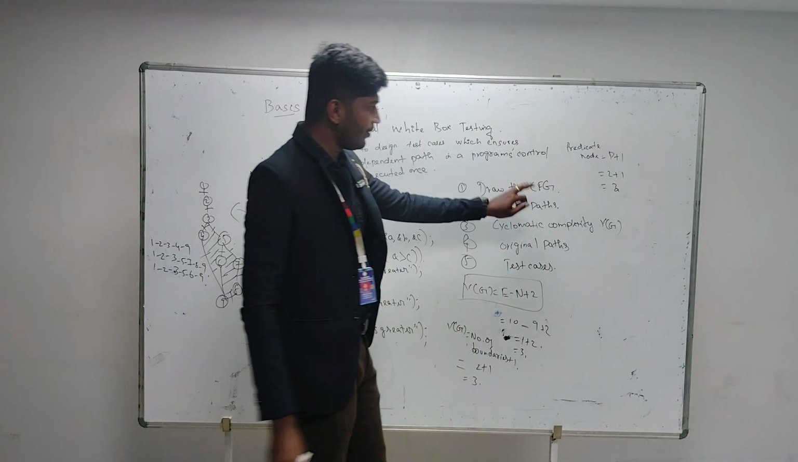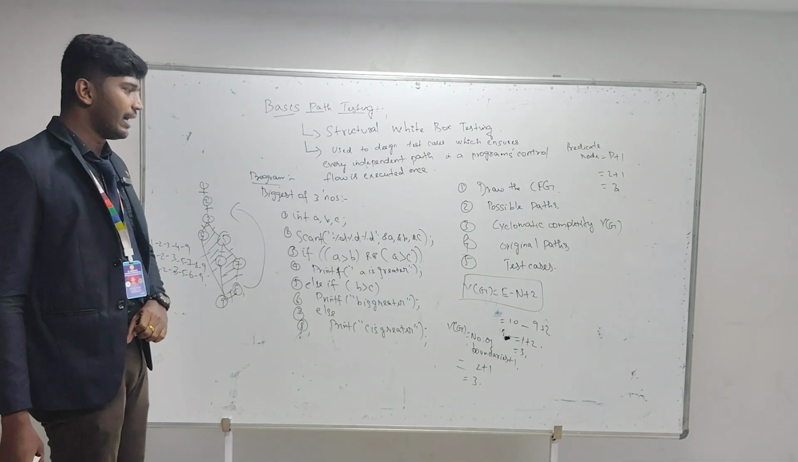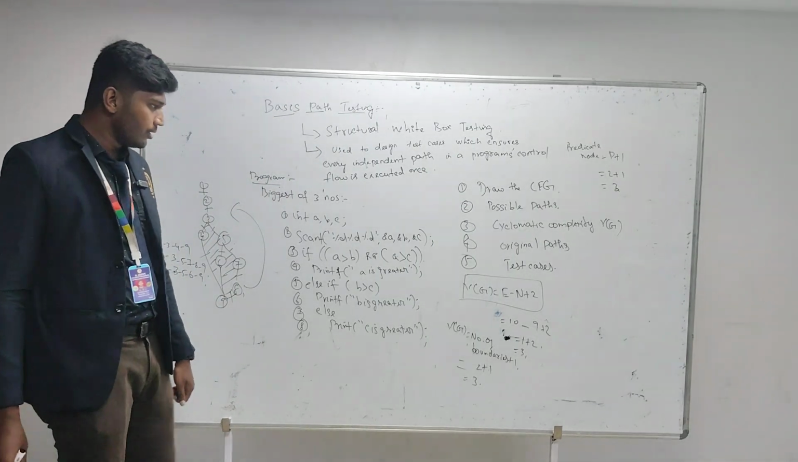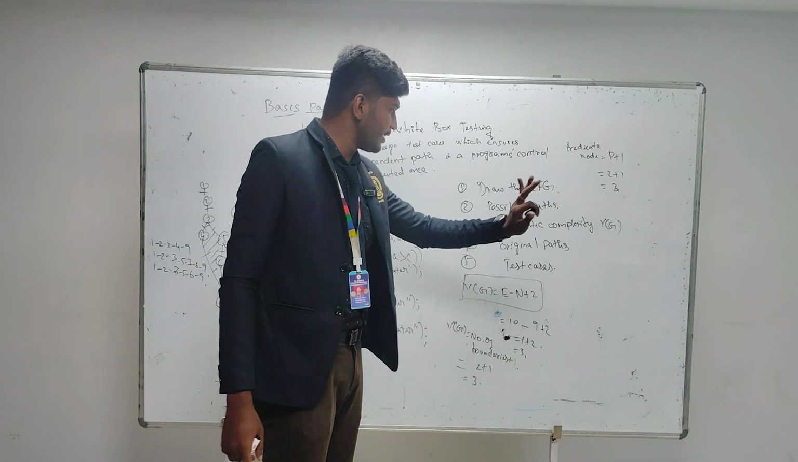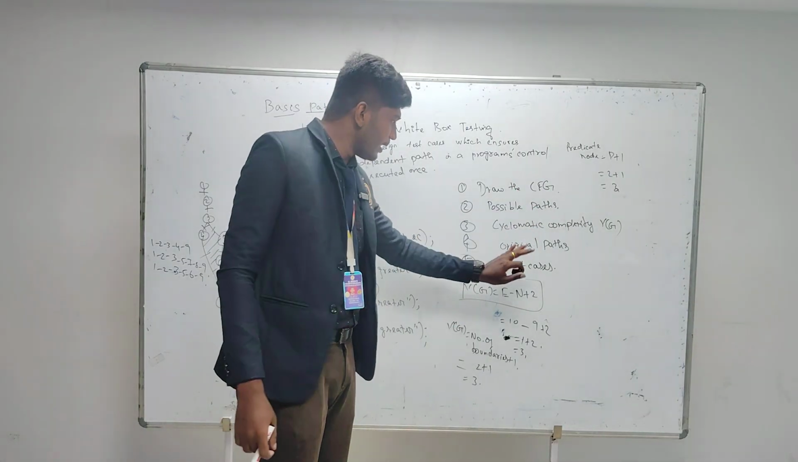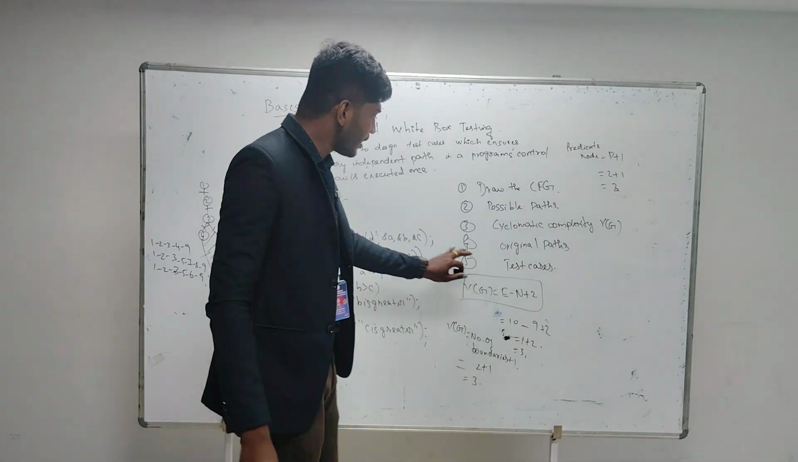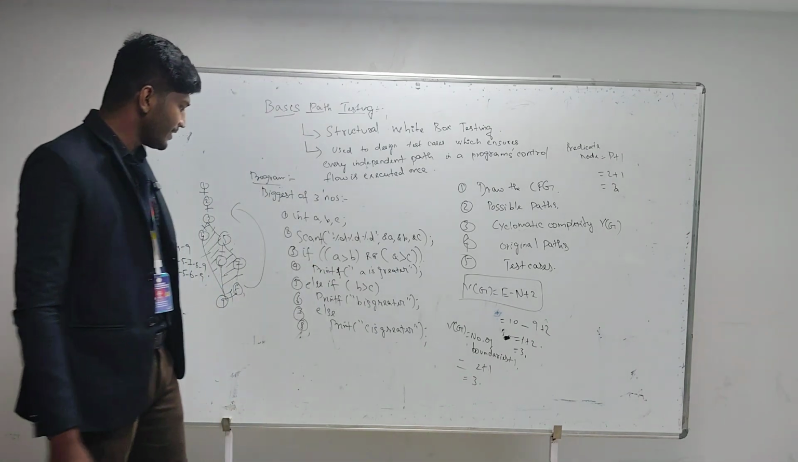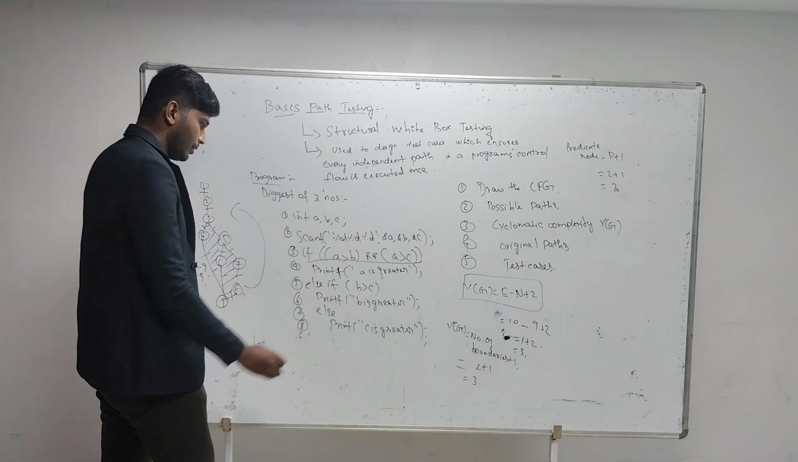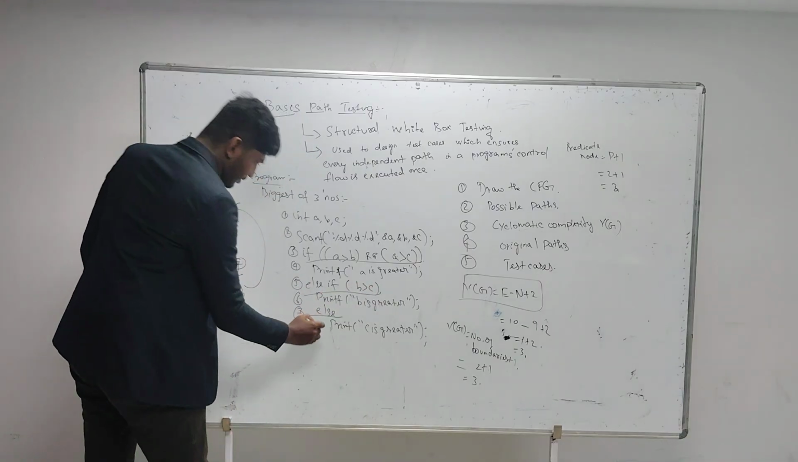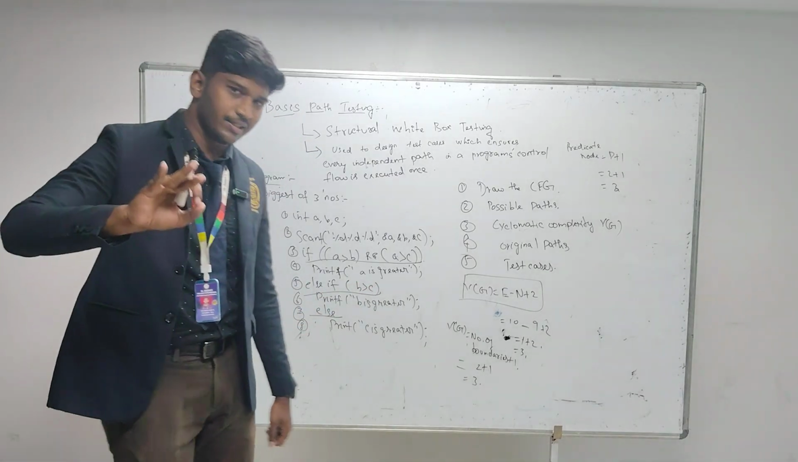So now you have derived the predicate node value as 3. You have derived the possible paths as 3, cyclomatic complexity as 3, and the independent paths as 3, and now you have to work out how many test cases. The test cases are the if condition, the else if condition, and the else. So totally 3 test cases.